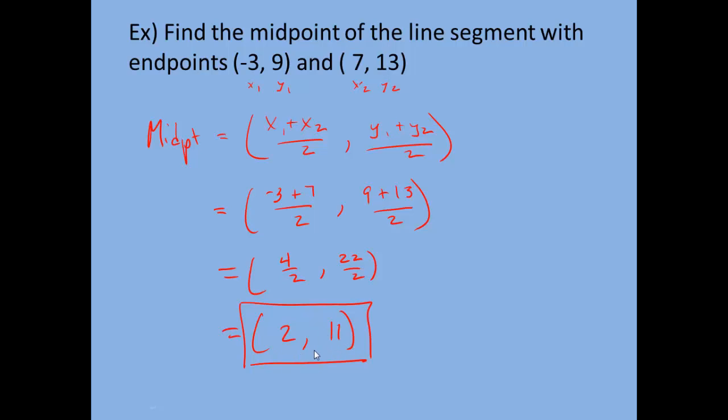So this tells us the point 2, comma, 11 is exactly halfway between the point -3, 9 and the point 7, 13. And so we've done it. We found the value of the midpoint. Here's an example for you to try on your own.